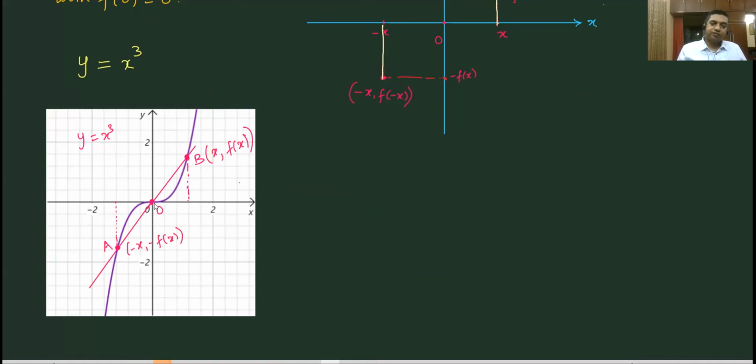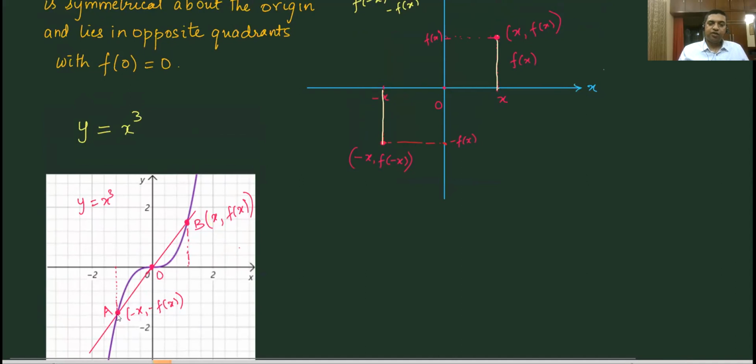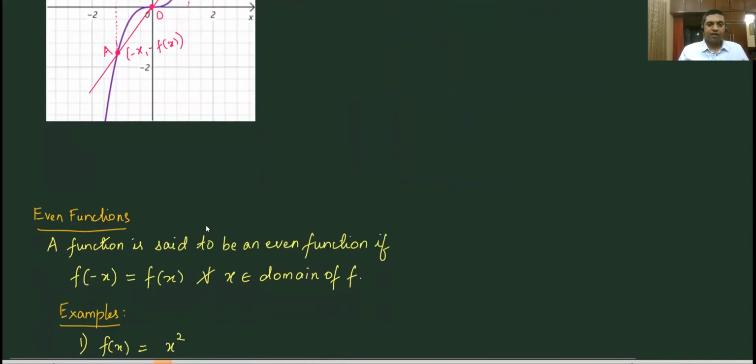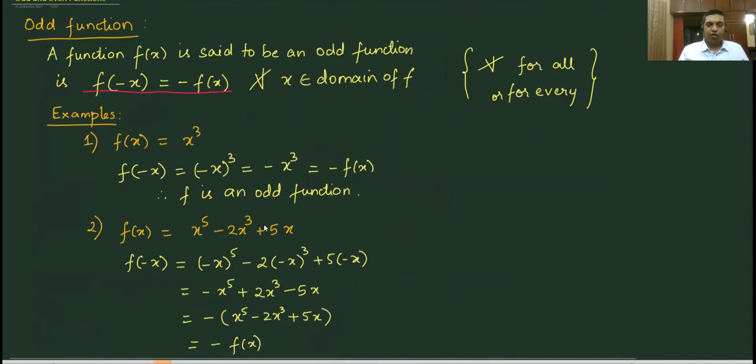And the origin will bisect the join of these 2 points, x comma f of x and minus x comma minus f of x. No matter what x is, you keep changing the x, and then this line will also keep changing. But the midpoint remains the same. That is the origin. So the origin bisects the chord joining AB. So that is the graph of an odd function.